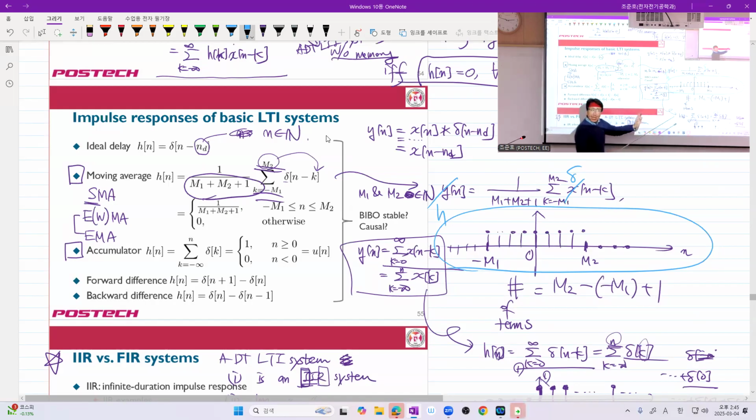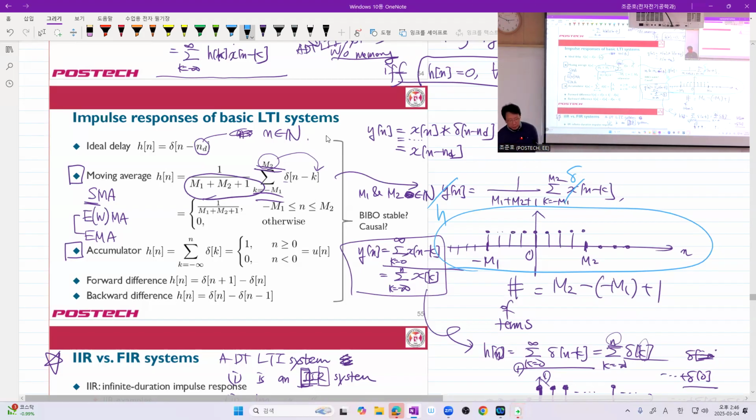Now, is this set an infinite set or a finite set? It's a finite set. So this simple moving average with finite m1 and m2 has a finite impulse response. And this simple moving average system has a finite impulse response. Got it?